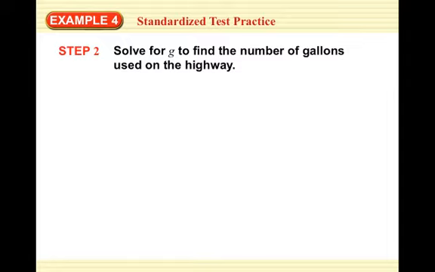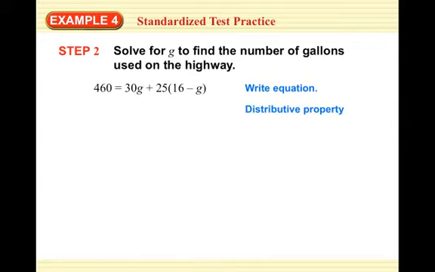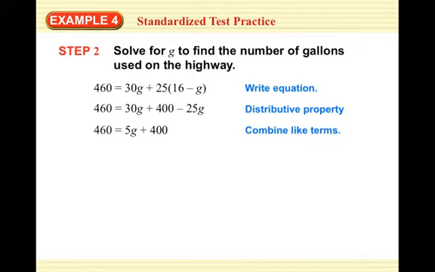Okay, so step 2 is solve for G to find the number of gallons used on the highway. So we're going to write down our equation. So 460 equals 30G plus 25 times 16 minus G. Now, before we start moving things around, we have to simplify each side of the equation. So on that right-hand side, we've got some work to do. The first thing we need to do is distribute that 25. So we're going to multiply 25 times 16 and then minus 25 times G. So we get 460 equals 30G plus 400, because 25 times 16 is 400, minus 25G. On the right-hand side, we have two terms with G's in them, so we want to combine them. So we're going to get 460 equals 5G, because 30 minus 25 is 5, plus 400.